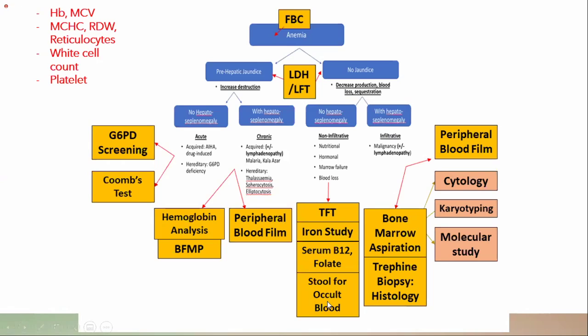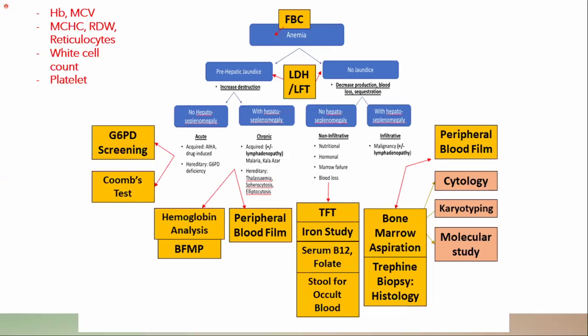Yeah, true. Okay. So peripheral blood film, for example, we usually only send when we suspect hemoglobinopathy or hemolysis. So when there is no jaundice, we further look at whether our patient presents with hepatosplenomegaly or without. If there is no hepatosplenomegaly, the most common causes are not genetic, like nutritional, hormonal, marrow failure and blood loss. So we could send a thyroid function test because hypothyroidism can cause reduced erythropoietin production.